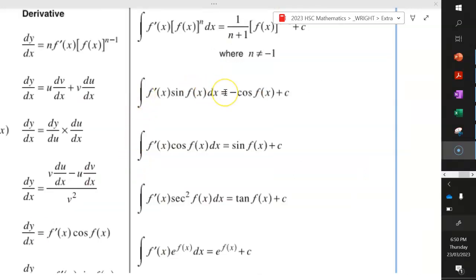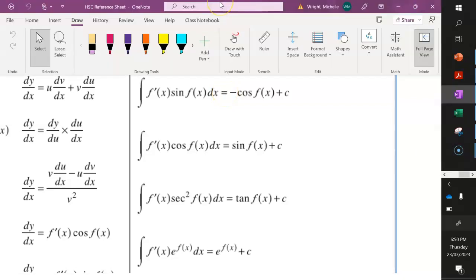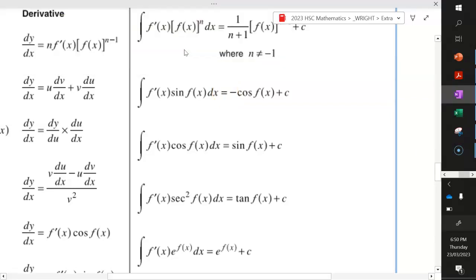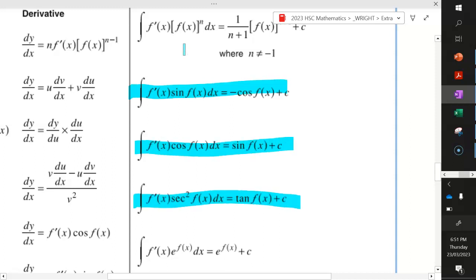Okay, so these three formulas here are the ones that are the integration of the trig functions you want to have a look at. This is how they're written on your HSC formula sheet. However, I want to think of them as a little bit different to that, because what we've got here is saying that the integration of the derivative of a function times sine of that function is equal to minus cos of the function. Note that we have the derivative with the three of those under the integral sign.